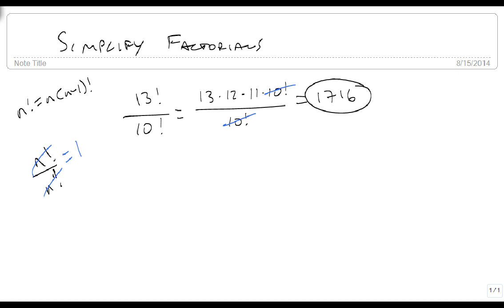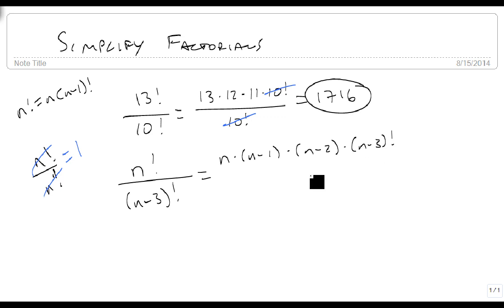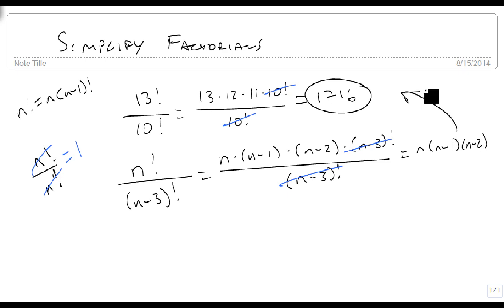Now we could also do this if we had variables, such as n factorial over (n minus 3) factorial. Well, again, in this case, the top is bigger than the bottom, so we're going to get n times (n minus 1) times (n minus 2) times (n minus 3) factorial over (n minus 3) factorial. Divide out the factorials that are the same, and my final result is n times (n minus 1) times (n minus 2).